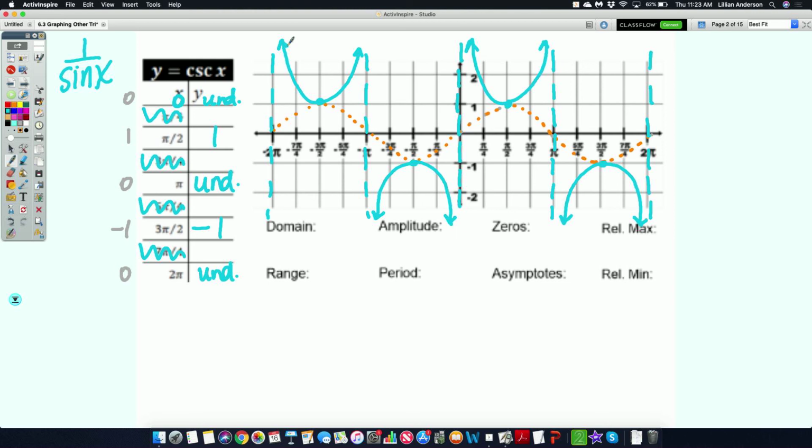Now, let's identify how often these asymptotes are going to occur, because again, this is just between negative 2 pi and 2 pi. It goes on forever. And the asymptotes are going to be at the same spot as you go along in this graph. So, when it comes to identifying how often the asymptotes occur, take a look at how far apart they are. How far apart are these two asymptotes here?